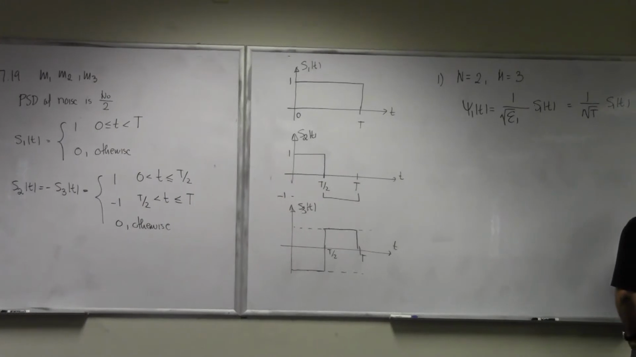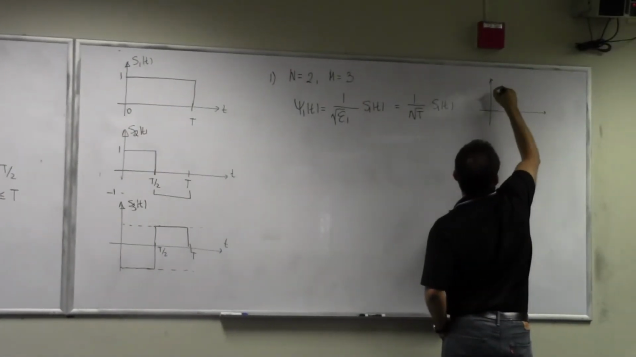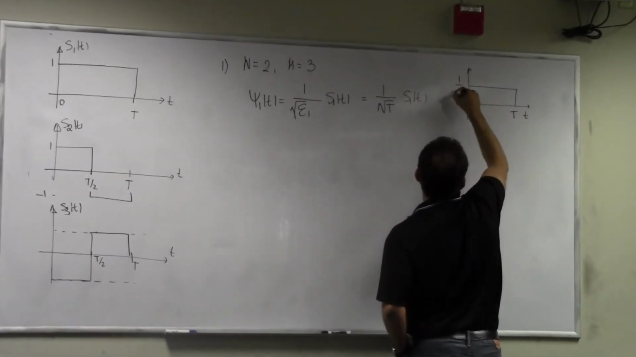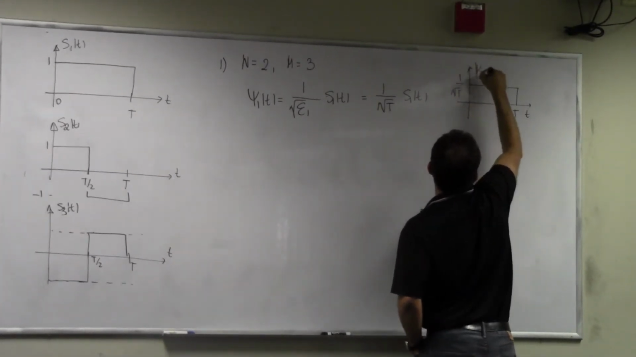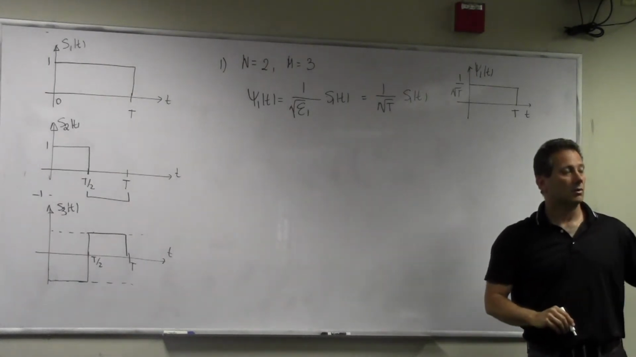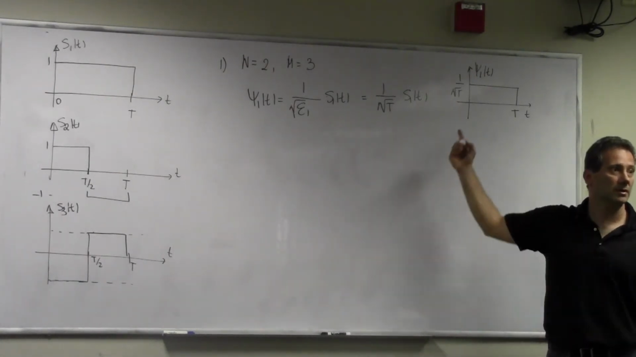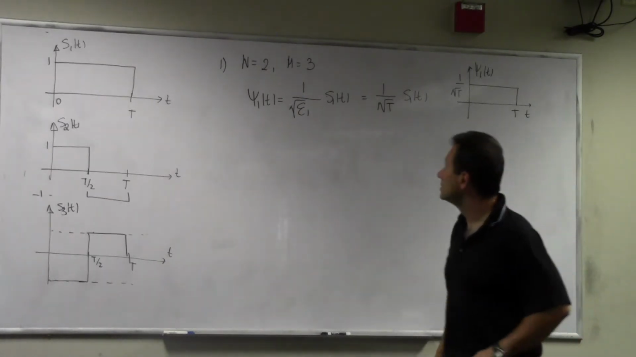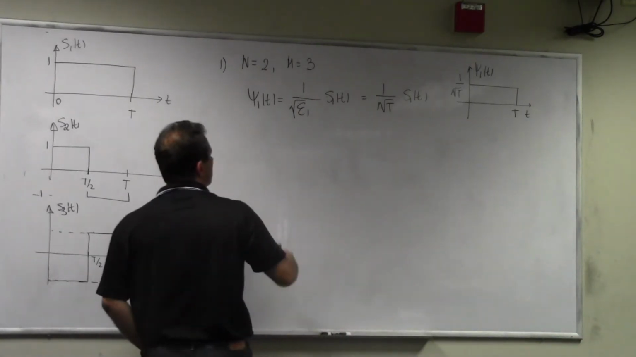So how does psi 1 look like? It looks like this. T, 1 over square root of T. Psi 1 of t. What is the energy of psi 1 of t? 1. What is the norm of this one? Square root of energy. Energy is 1, so the norm is 1.